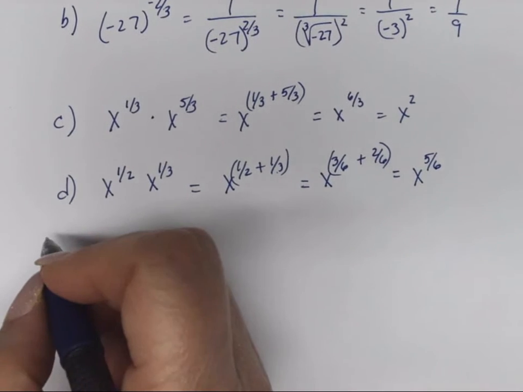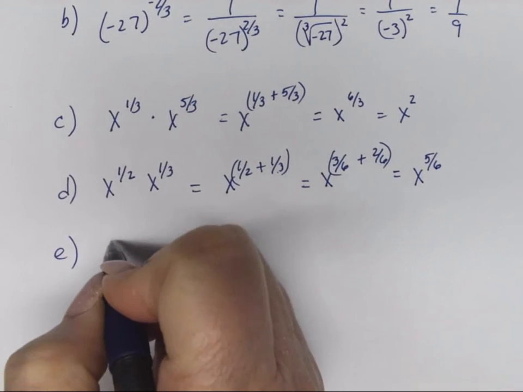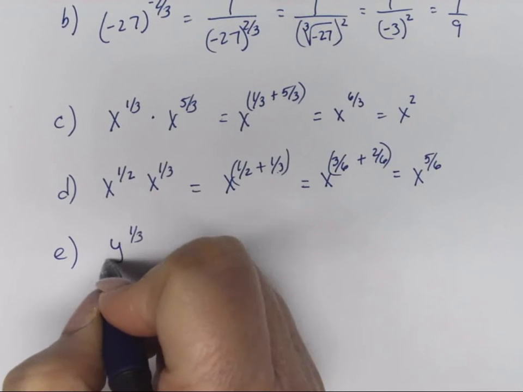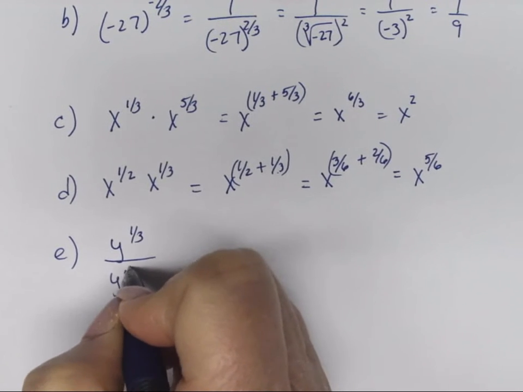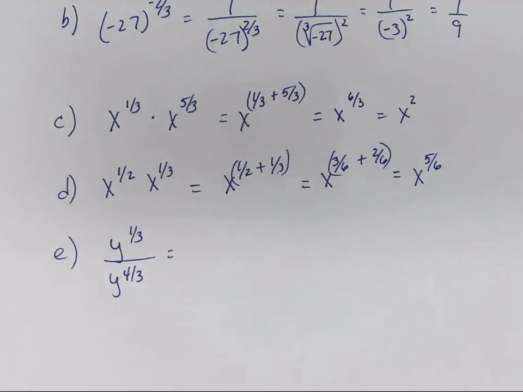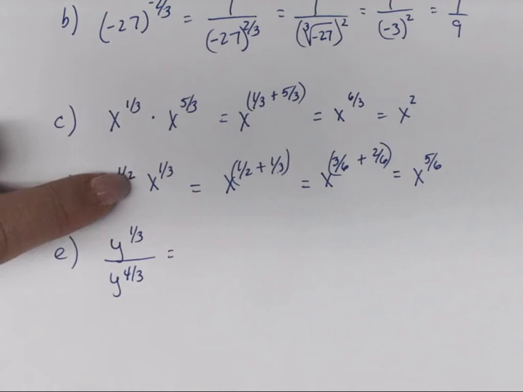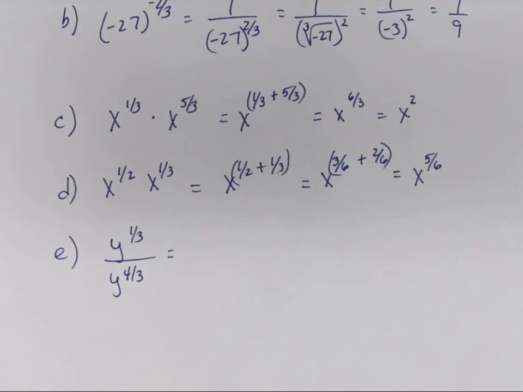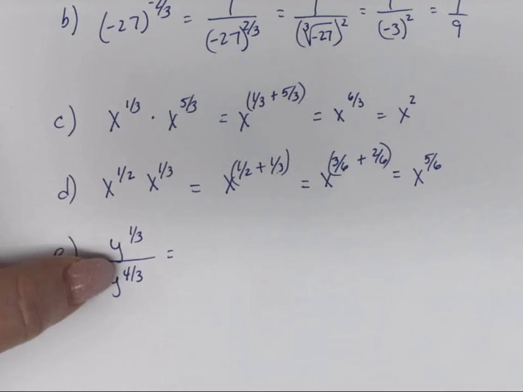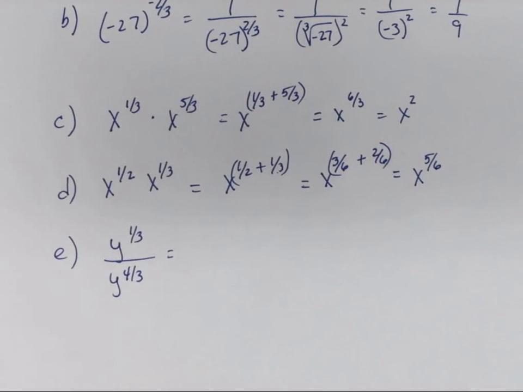All right, let's look at another one. If we have y to the 1/3 over y to the 4/3. So here we're going to do subtraction because we are doing division. So multiplication, we add them. Division, we're going to subtract them. And we can see that we have 1/3 up here and we have 4/3 down here. So there's more of them down here. So I'm going to move the top down.